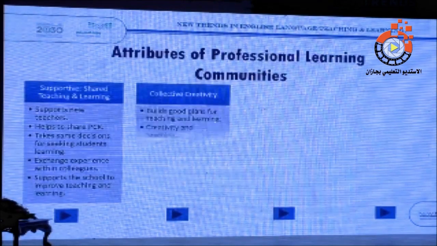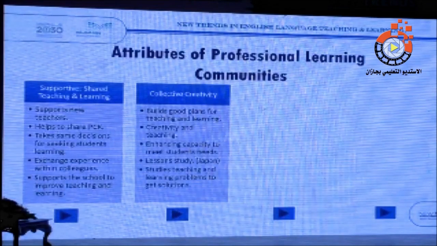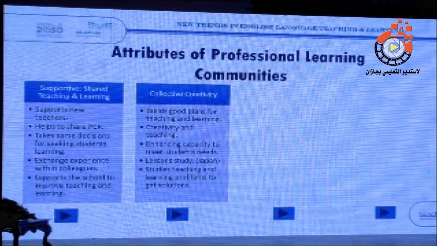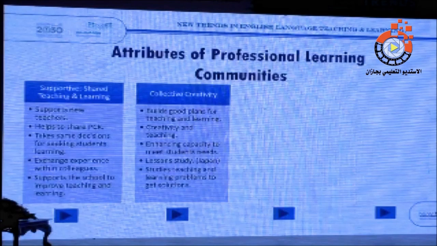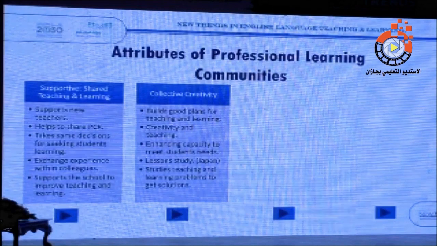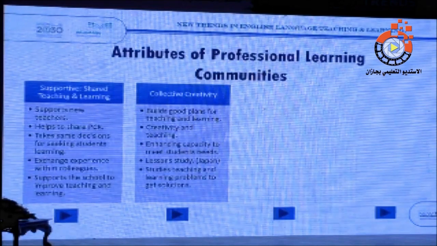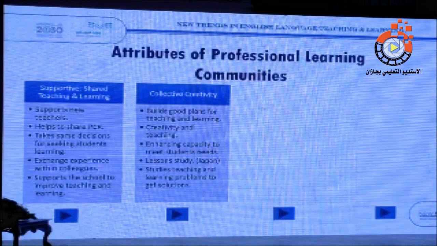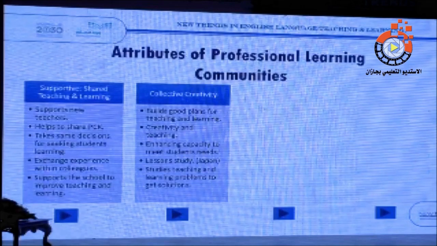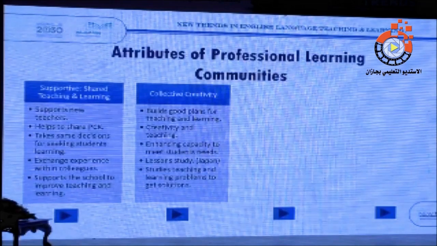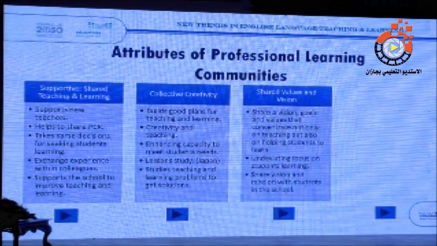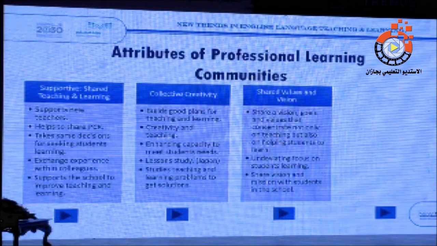The second attribute is collective creativity, builds good plans for teaching and learning. Creativity and teaching, it joins between creativity and teaching and makes you get the use of others' opinions and others' creative ideas. Studies teaching and learning problems to get solutions. Yes, inside the professional learning communities, we study the teaching problems to get the solutions to improve our teaching.